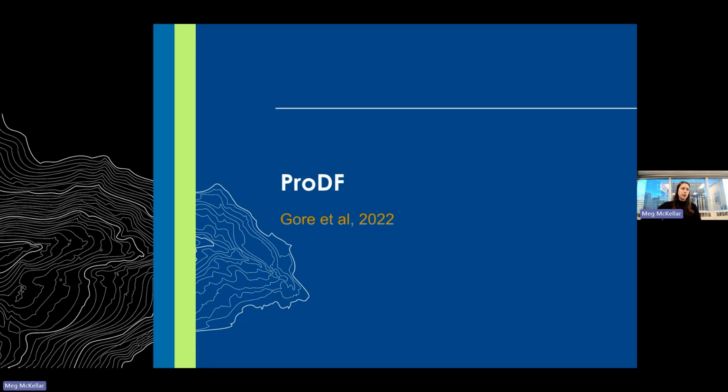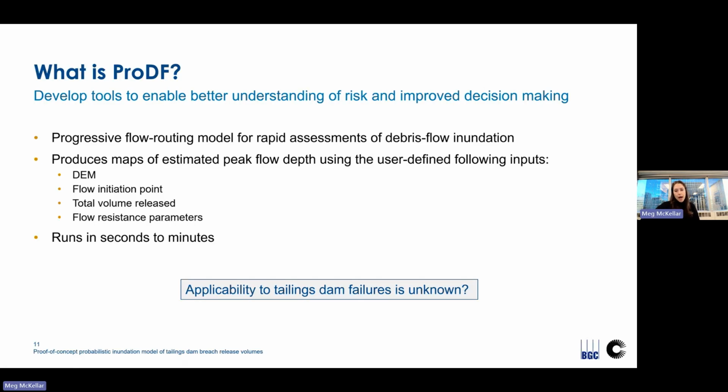And so in short, ProDF is a progressive flow routing tool that allows us to rapidly assess flow inundation, and it was previously used for a lot of debris flow studies. And so in this model, it takes 4 simple inputs. So we can place in a DEM, a flow initiation point, a total volume to be released, and as well 2 flow resistance parameters. And in taking these inputs, what ProDF can give us is, in seconds to minutes, an inundation map of the inputs that we've provided.